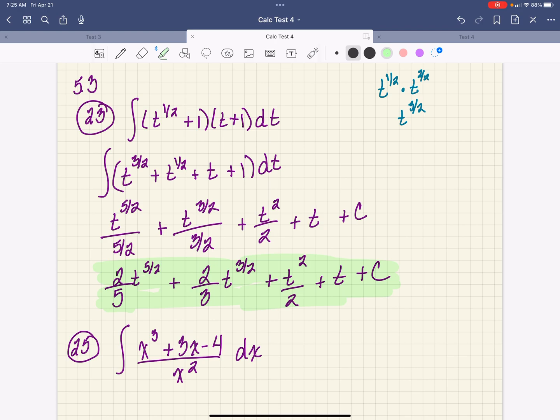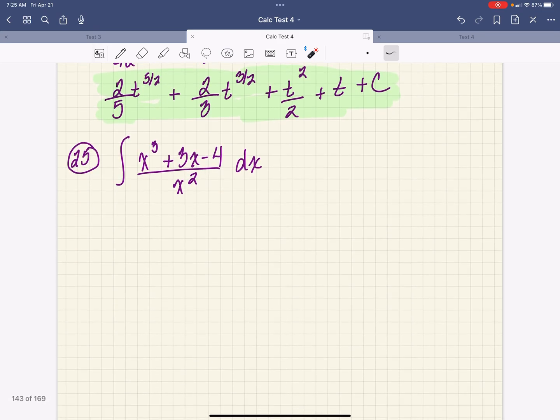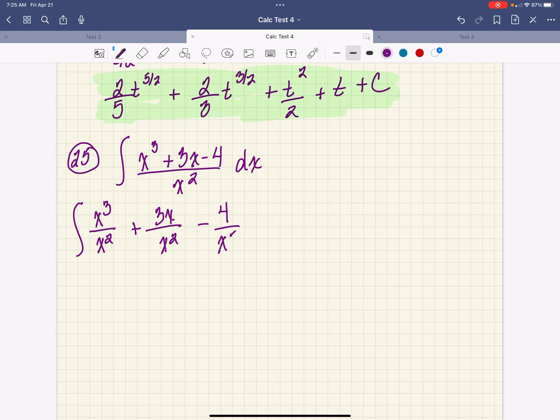Okay, now, I think probably the confusion with this one is that you've got to do that multiplication before you can do any of our integration, is we have to do a rewrite. So don't forget to do those rewrites. 25 is the same thing. We have to do a rewrite before we can find any antiderivatives or do the integration of that. So I'm going to rewrite this as x cubed over x squared plus 3x over x squared minus 4 over x squared, and then all of this dx.